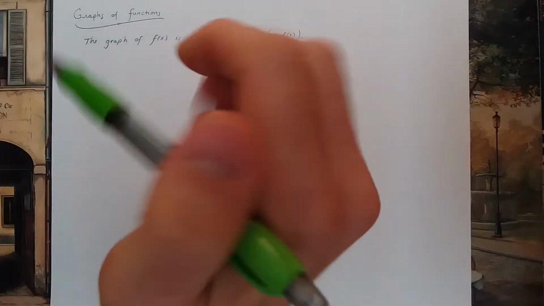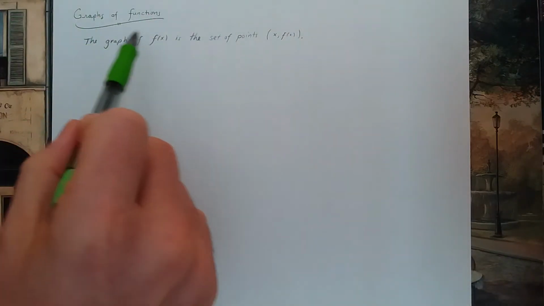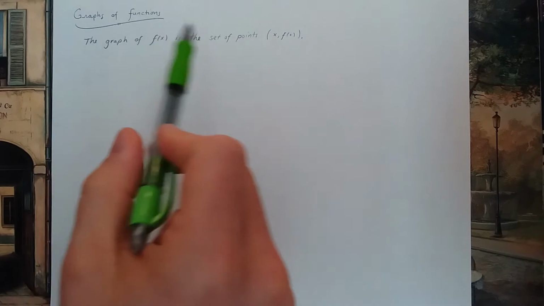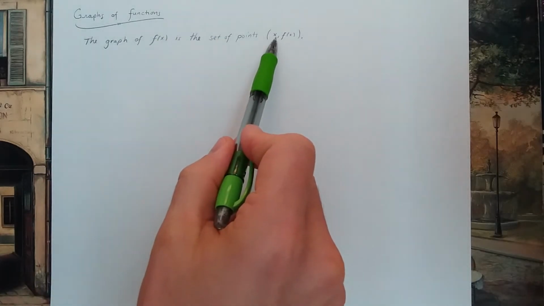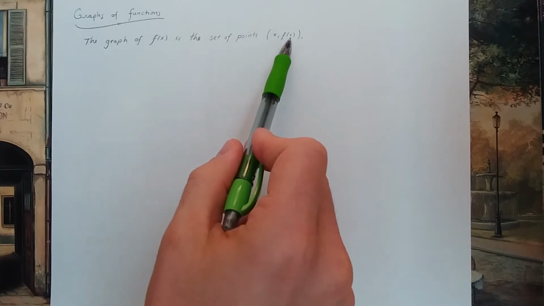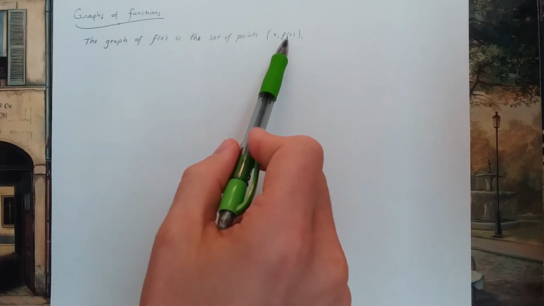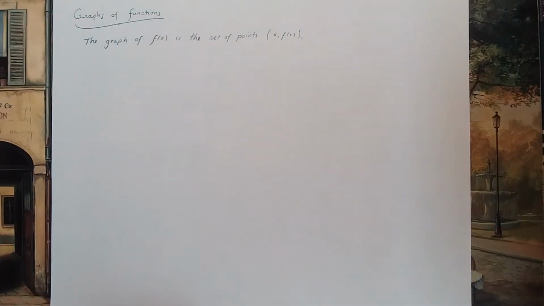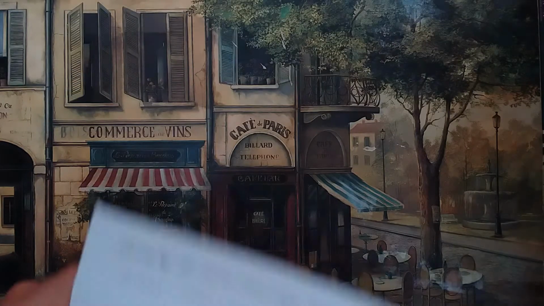Let's look at some graphs of functions. The graph of a function f of x is a set of points of the form (x, f of x). So I'm in the coordinate plane. The x-axis is given by x, and the y-axis is given by the values of the function at x. There are some basic shapes of functions I'd like you to be familiar with.